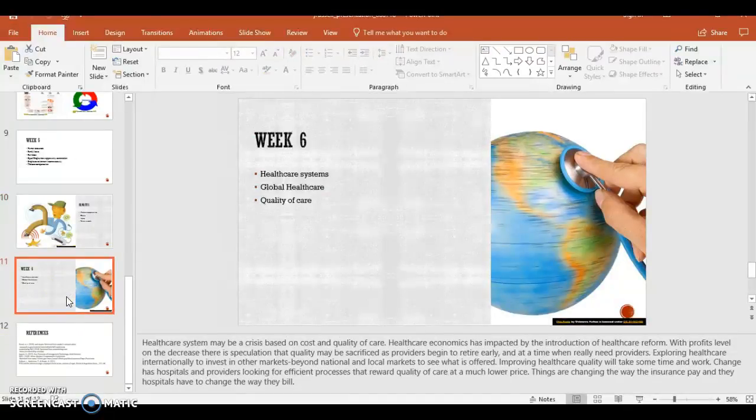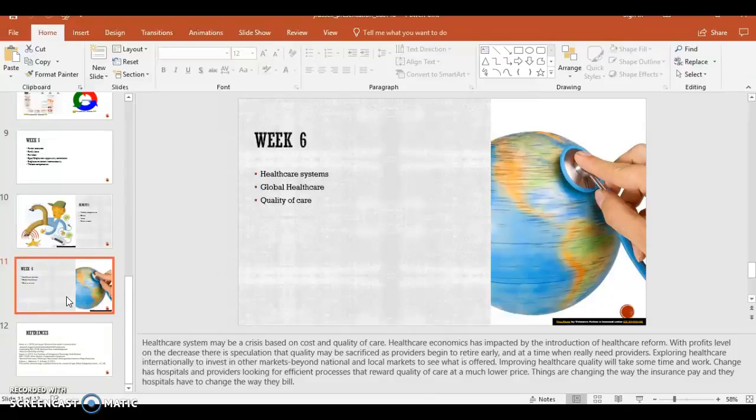Week 6, we learned about healthcare systems, global healthcare, and quality of care. Healthcare systems can be in crisis based on cost and quality of care. The healthcare economy has been impacted by the introduction of healthcare reform. With profit levels decreasing, there is speculation that quality may be sacrificed as providers begin to retire early, at a time when we really need providers.